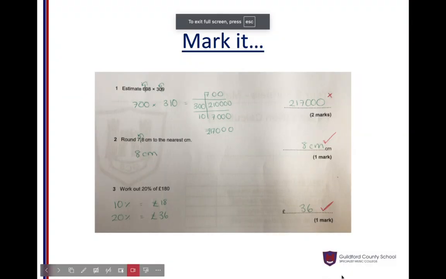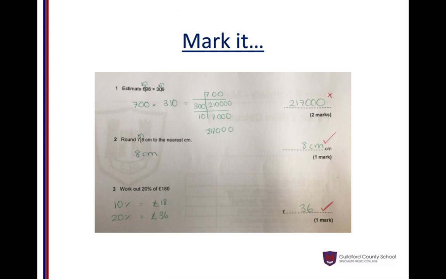Now, either Sparks or Maths Watch will mark it for you, but if you use Maths Genie or past papers, you will need to mark it yourself. So that brings it on to the second step. So you've done the questions, you now need to mark it. Once you've marked it, you will clearly be able to see where your strengths and weaknesses lie. So for example here, I got estimating wrong, but I got rounding right and I got percentages right. So I clearly need to do a bit more work on estimating.